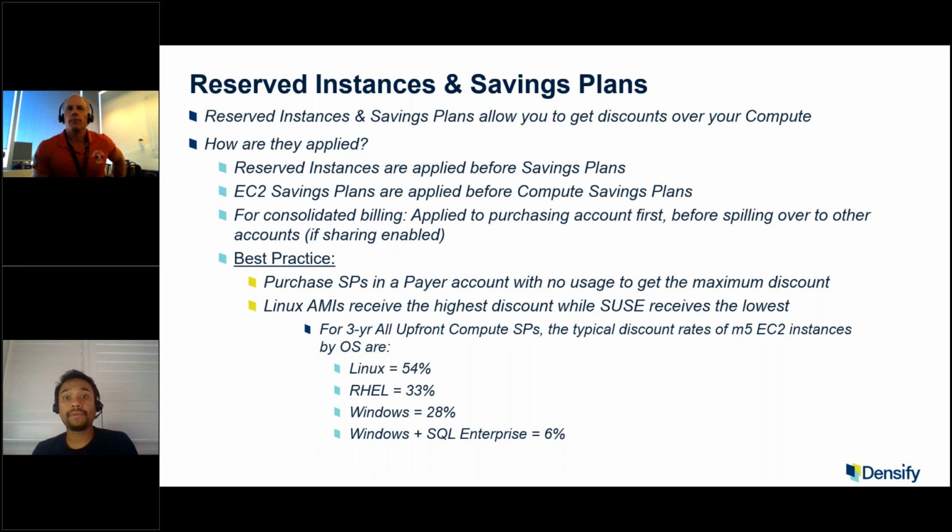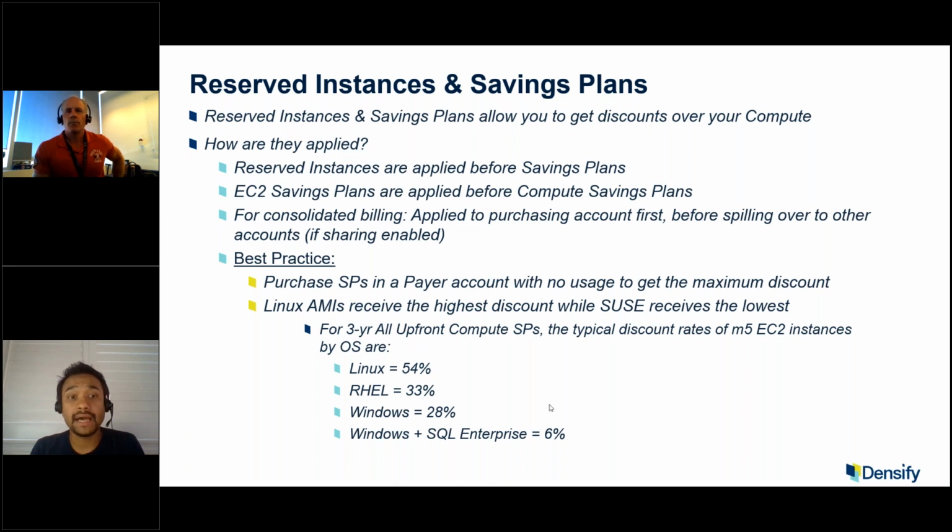Now, what happens if you're an organization or an enterprise and you have consolidated billing? Well, you have the ability to purchase these savings plans or RIs either in a linked account or the master account. What the rules are saying is that the purchasing account gets to consume first. They have the first priority on those reservations or savings plans before they can spill over to the other accounts if sharing is enabled. So here are our best practices.